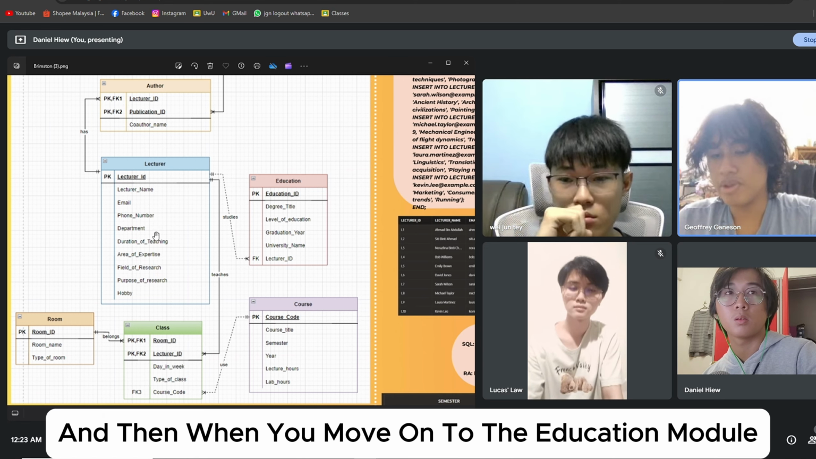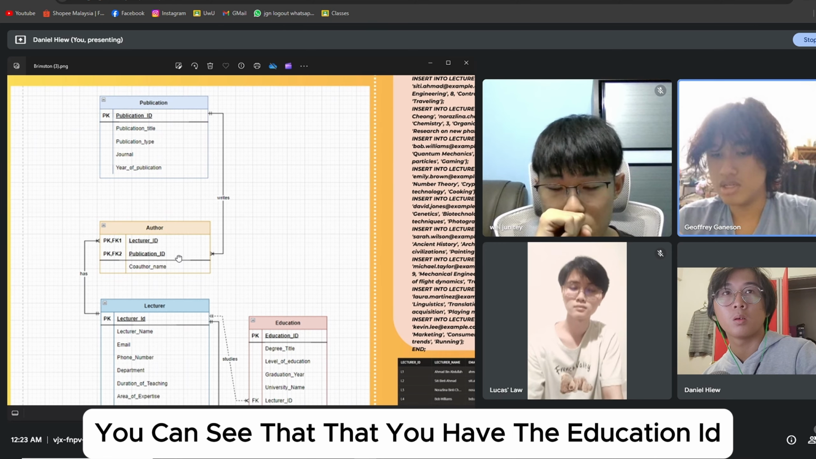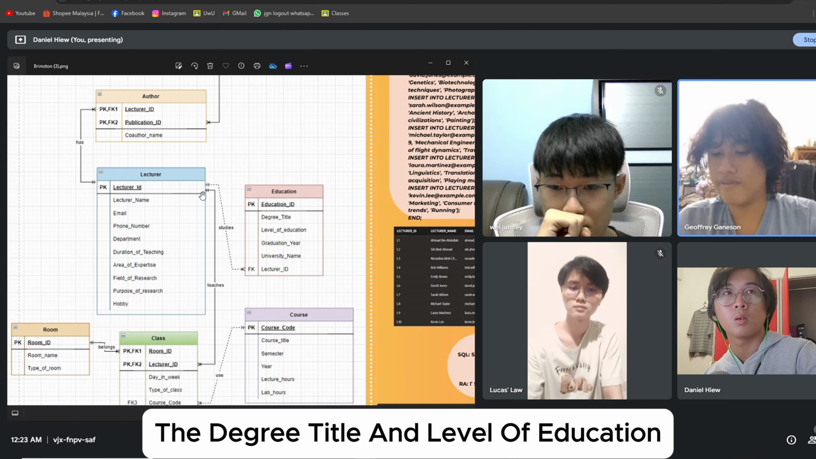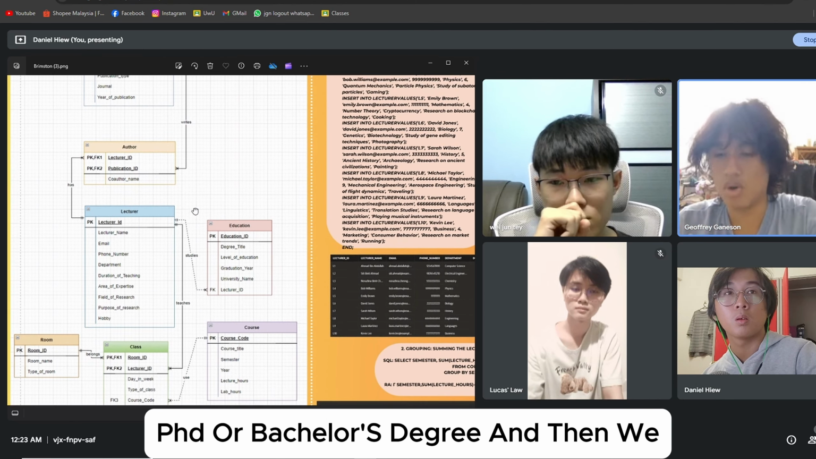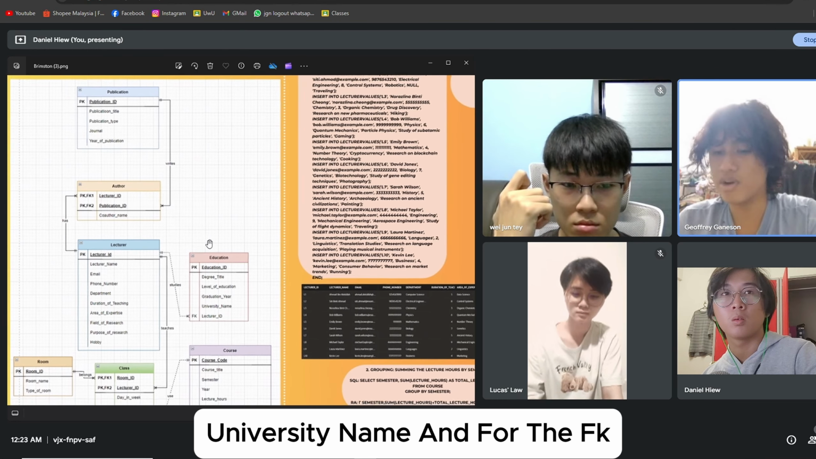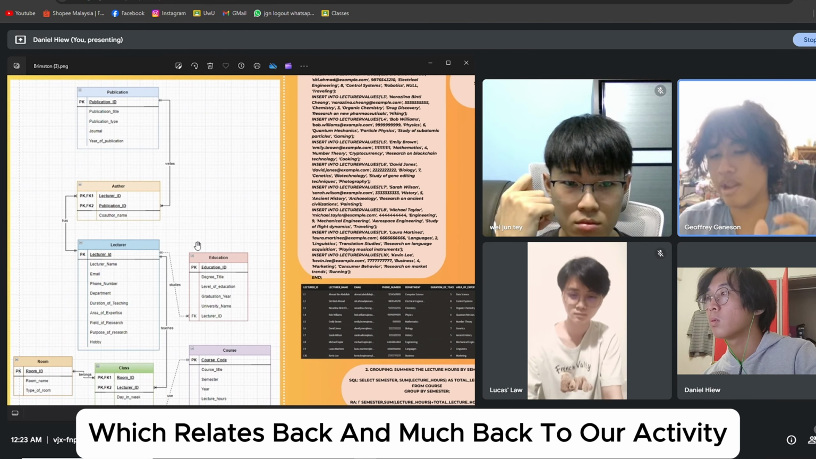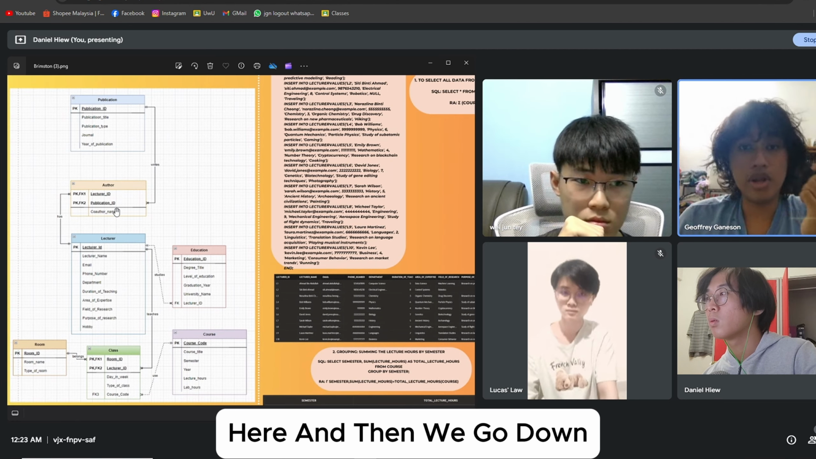And then when we move on to the education module, you can see that we have the education ID, the degree title, and level of education. For level of education, it's either master's, PhD, or bachelor's degree. And then we have graduation year, university name, and for the foreign key, which relates back and matches our lecturer table, we have lecturer ID. Okay, and then we go down.